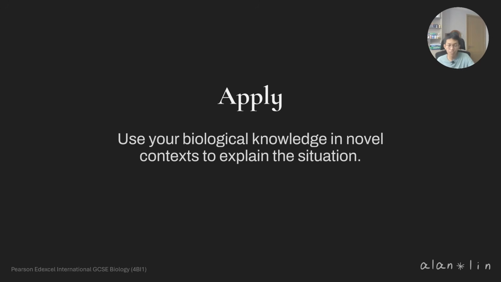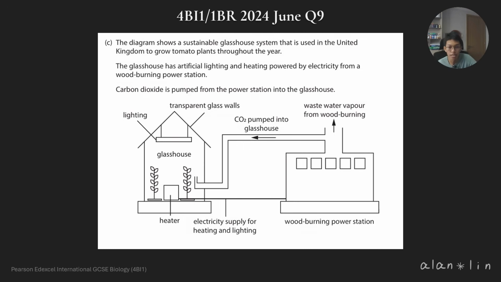So let's begin with the very first type of question, which are apply questions. Apply questions are basically just explain questions. So you'll have to use your biological knowledge in novel contexts to explain the situation. To illustrate this strategy, we need to look at an example question, and the question that I've chosen is from the 2024 June paper 1R, question 9 part C.